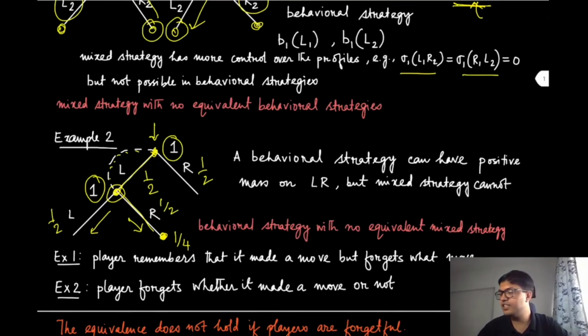So in the mixed strategy world, choosing some probability on L means you are going all the way here, and choosing R at this node means that you are reaching here. There is no way you can reach this under a pure strategy, and therefore you can reach this node only with zero probability under the mixed strategy. So that is the example where a behavioral strategy does not have an equivalent mixed strategy.